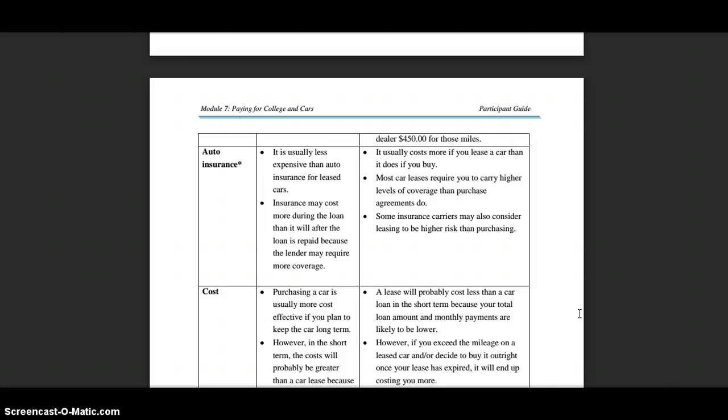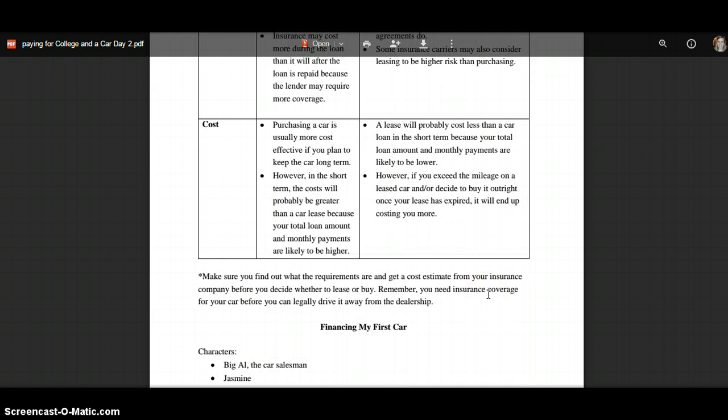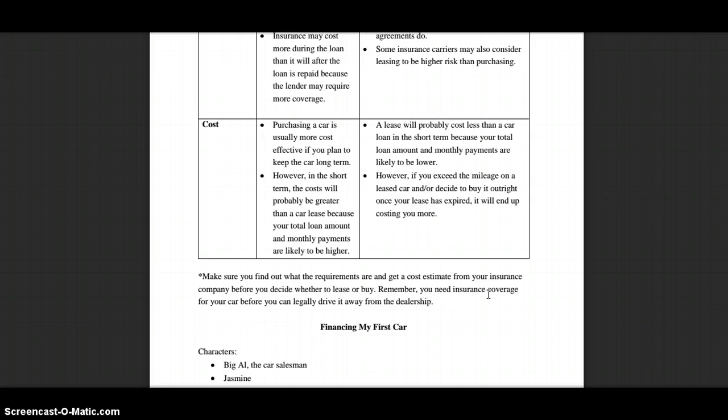Some insurance carriers may also consider leasing to be higher risk than purchasing. Cost for a loan: purchasing a car is usually more cost-effective if you plan to keep the car for a long time. However, in the short term, costs will probably be greater than a car lease because your total loan amount and monthly payments tend to be higher.